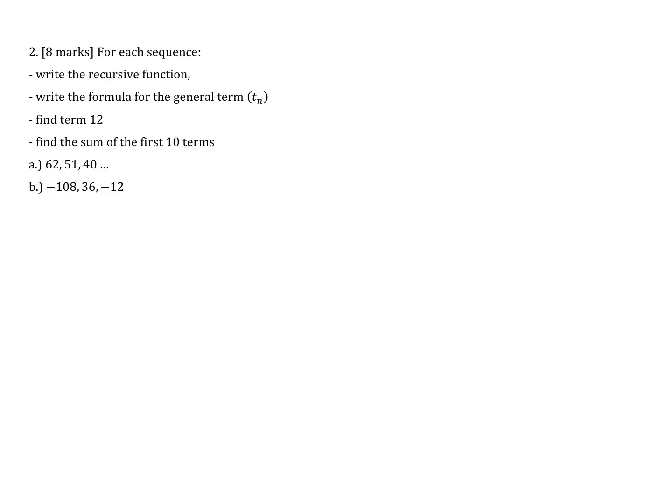Okay, for question 2, I have got two sequences here, this one, and for each I've got to write the recursive function, formula for the general term. I've got to find term 12, sum of the first 10 terms. Okay, how are we going to do it? Let's look at the first one, 62, 51, 40. Now, what type of sequence is this? First thing we need to do is identify what type of sequence this is. I can see that going from here to here, I'm taking away 9, and coming from here to here, I am also taking away 9. So this is an arithmetic sequence, and the common difference is negative 9.